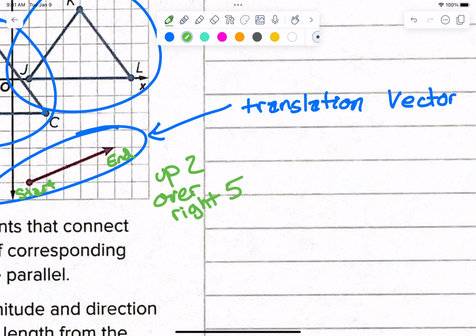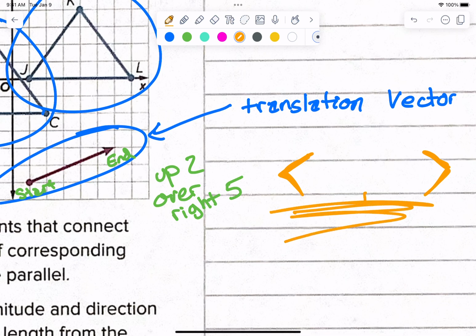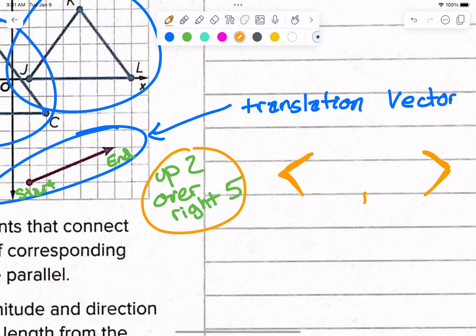Now, we write that in what's called translation vector form with the little triangle brackets. We did this in chapter 1, right? Have you seen this notation before? Okay, so how do you do up 2 and right 5 in this form?